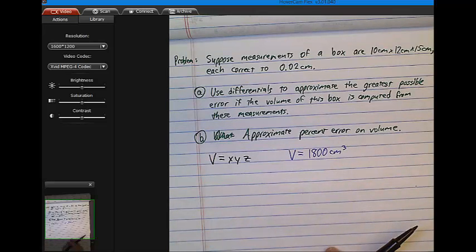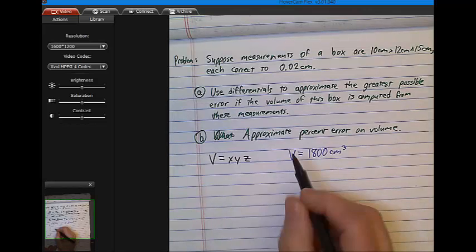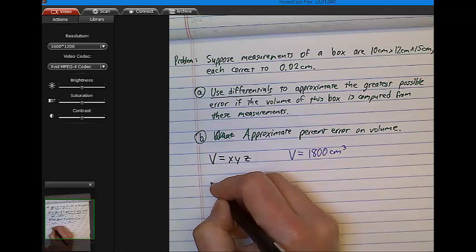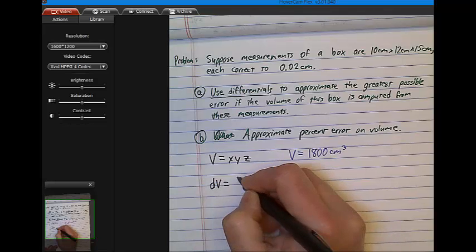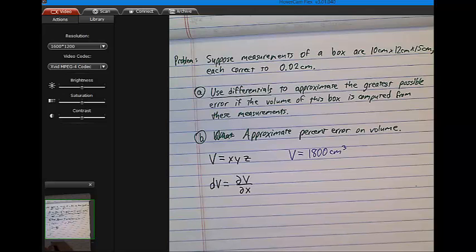Now, what next? The exact difference, right? I guess we could compute, but we can do an approximation. It says use differentials. So the differential is going to be, well, dV is equal to the partial of V with respect to x. Well, that's not what I wrote, though, on the other page. I didn't use this notation, did I? How did I write it?